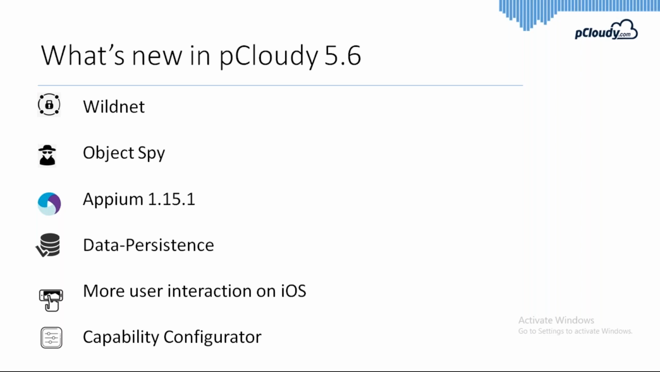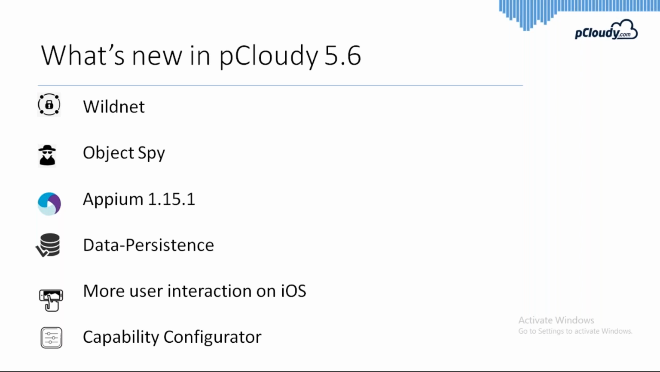The first one is wildnet, a feature which will help you test your restricted environment, maybe a staging environment or pre-production environment. We are going to look at that. The second one is object spy. I will talk more about object spy when we see it in detail.